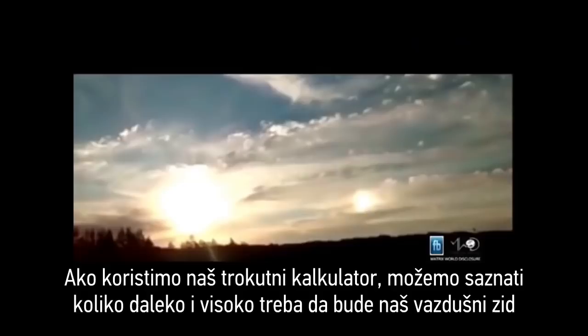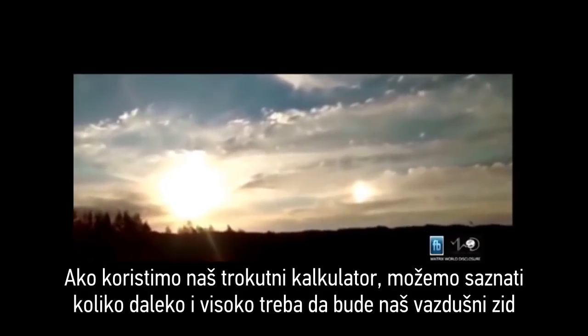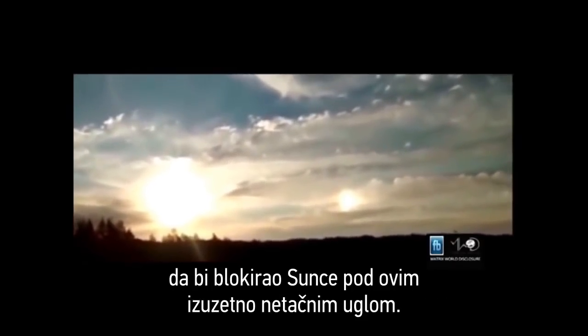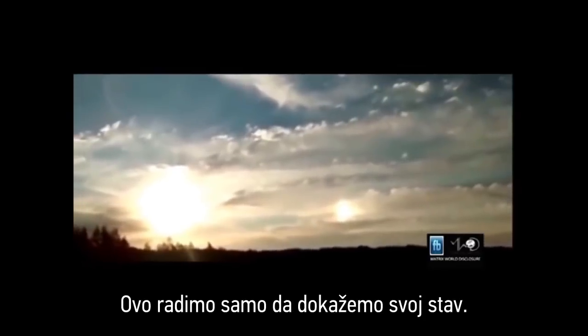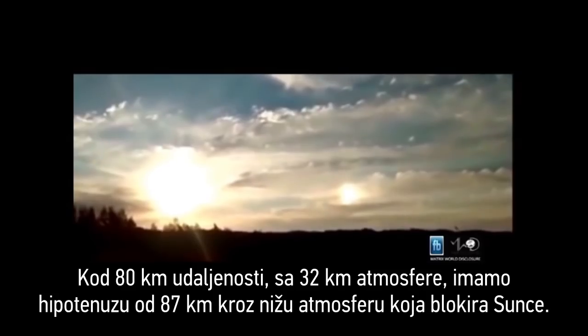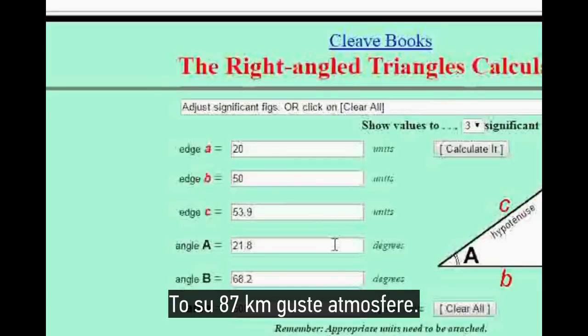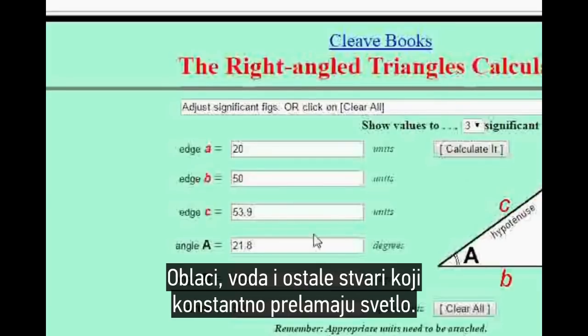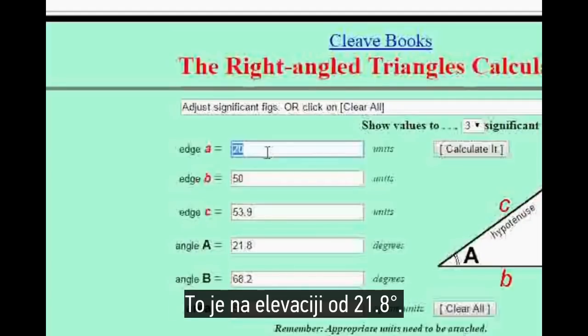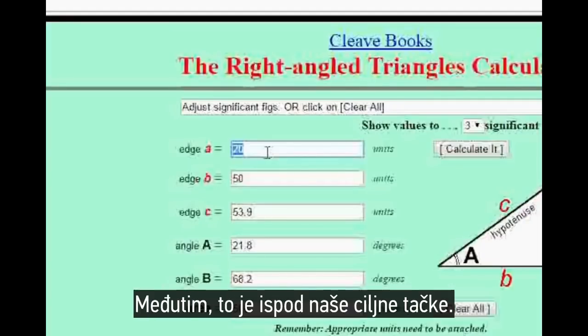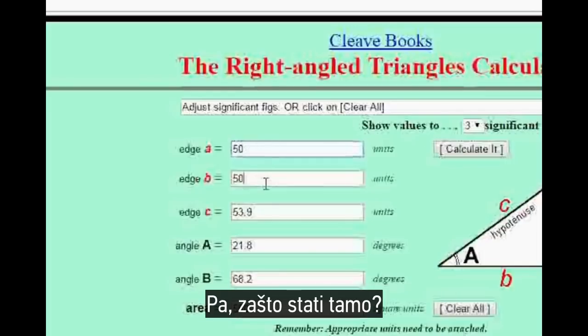If we use our triangle calculator, we can start to find out how far and high our wall of air needs to be to block the sun at this extremely inaccurate angle. This is being done just to prove a point. At 50 miles away, with 20 miles of atmosphere, there is 54 miles on the hypotenuse of lower atmosphere blocking the sun. That's 54 miles of dense atmosphere, clouds, water, and other things constantly refracting the light. That's at an elevation of 21.8 degrees. However, it's below our target, so why stop there?